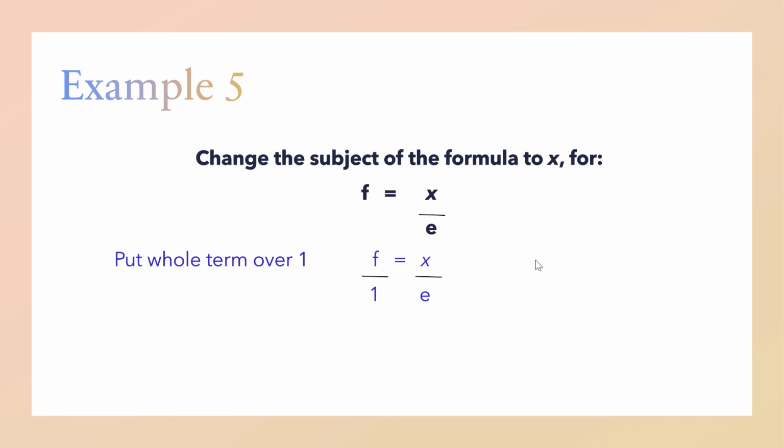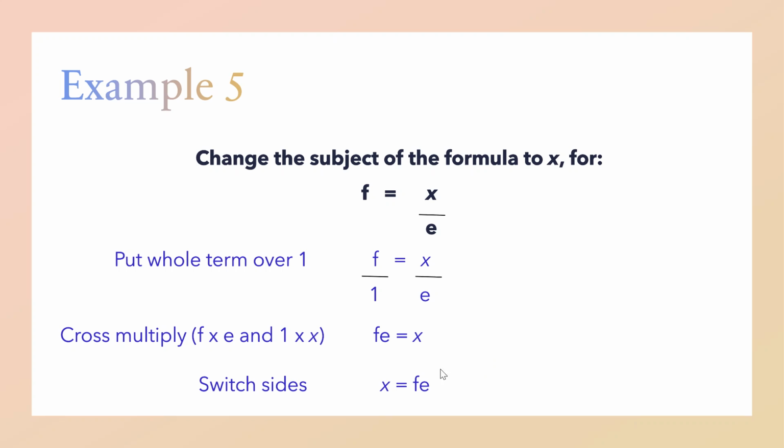Now we do something which is called cross multiplying, and all this is doing is it's undoing the divide by e on this side. So multiplying f by e, it's across the diagonal, and then also multiplying 1 by x, as we can see here. That gives you fe equals 1x, or just x. All we need to do now is switch sides.